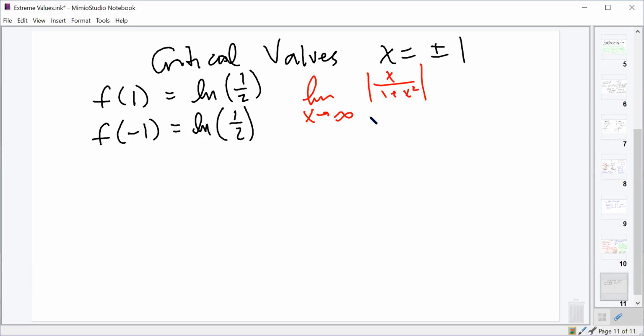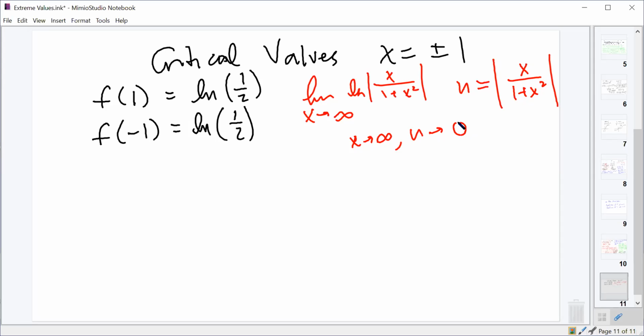squared. Well, how do we figure that out? We do the natural log of that. We do a u substitution. We'll let u equal the absolute value of x over 1 plus x squared. And as x approaches infinity, what does u approach? 0. It should be approaching 0.